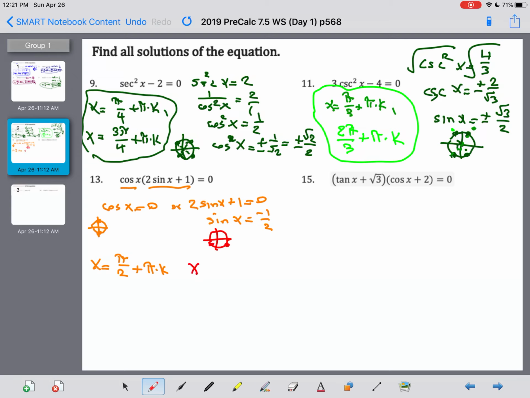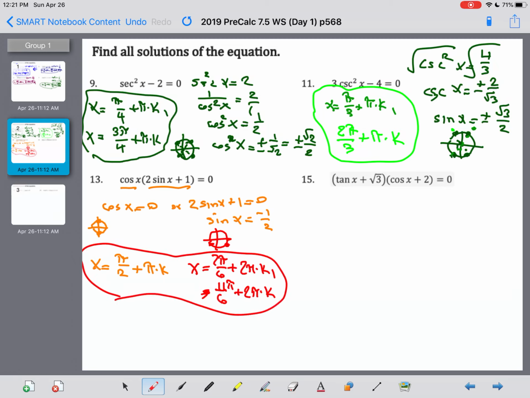Okay, those are not diagonal to one another, so I'm going to have to do these separately here. So this is going to be 7 pi over 6 plus 2 pi k. And then this one here is going to be 11 pi over 6 plus 2 pi k. So all of these give me all of the solutions.